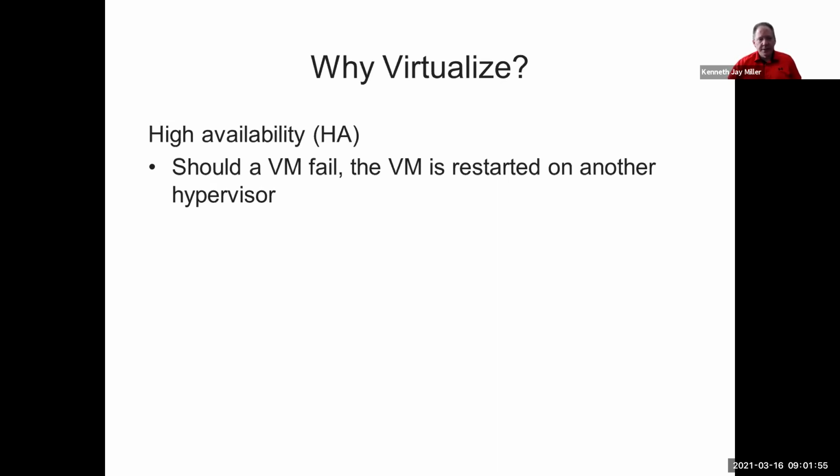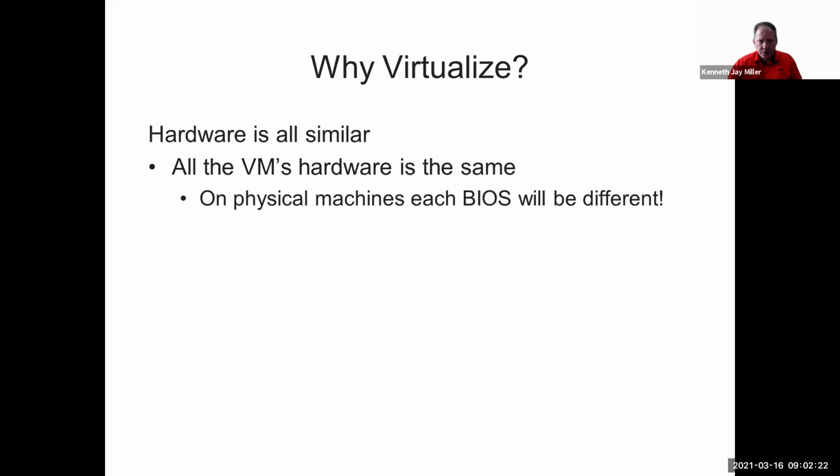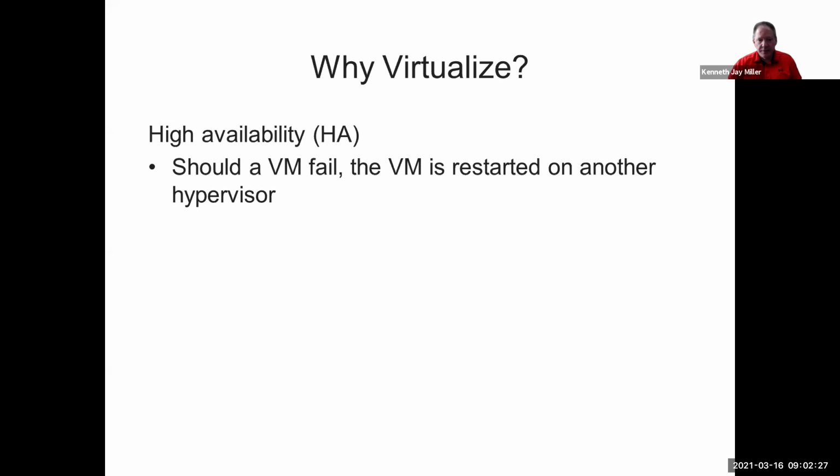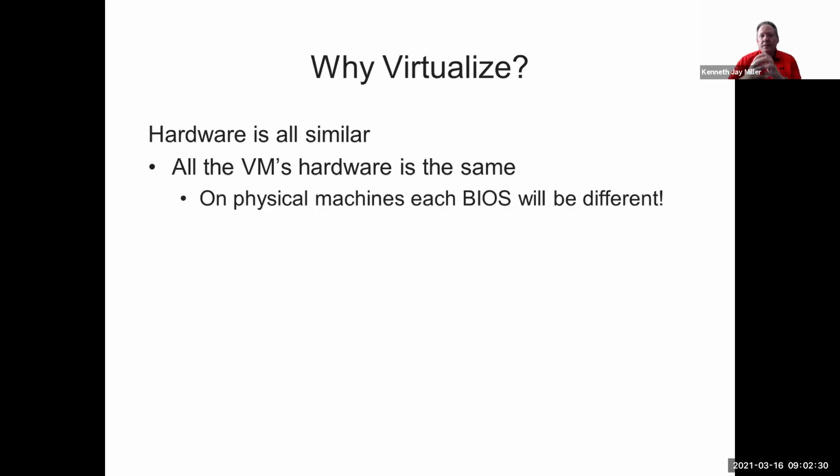So the first one is this service called HA, or high availability. And this just says that should a virtual machine fail, the VM is restarted on another hypervisor. So the VM will be relocated to another server and then started over there. Now, this does have some drawbacks in that the hardware, if this is on a physical machine, has to be identical, right?